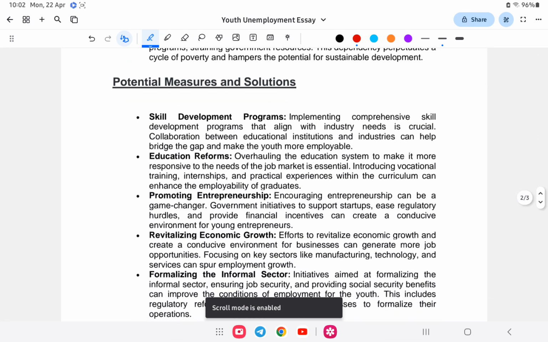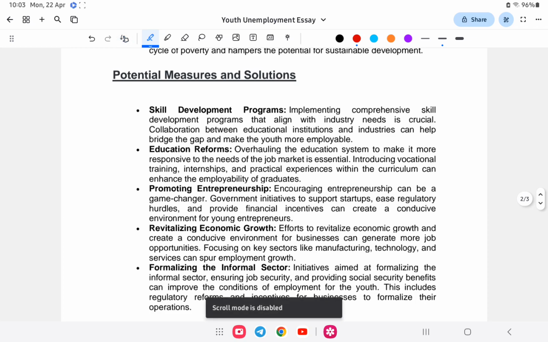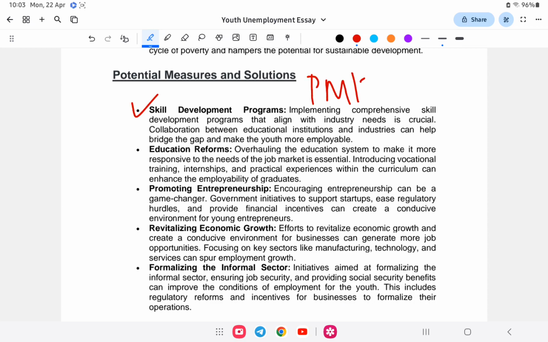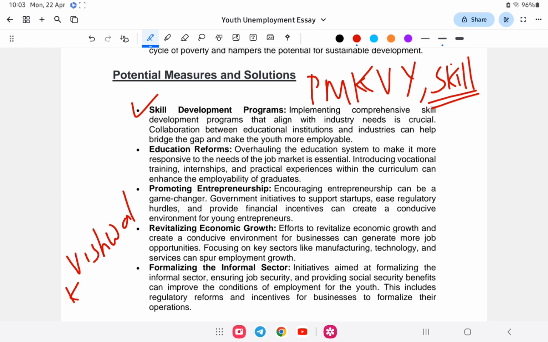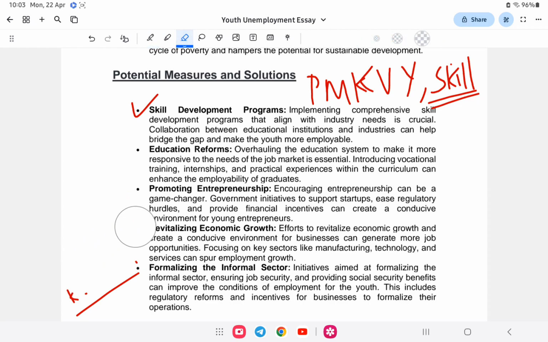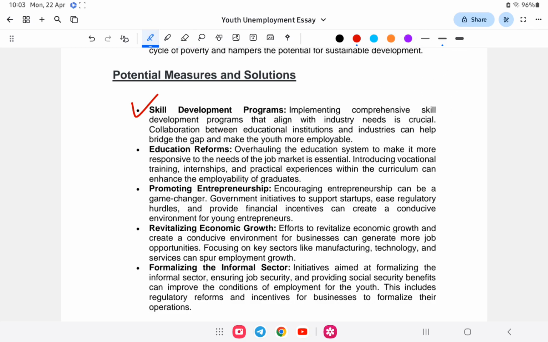So what are the potential measures and solutions? First, skill development programs. In India there are the Pradhan Mantri Kaushal Vikas Yojana, Skill India Mission, and more. Next there is also the Vishwakarma scheme, a new scheme. So these are some of the government schemes that can help the youth with the unemployment crisis. Skill development means providing extra skills to make them more employable.